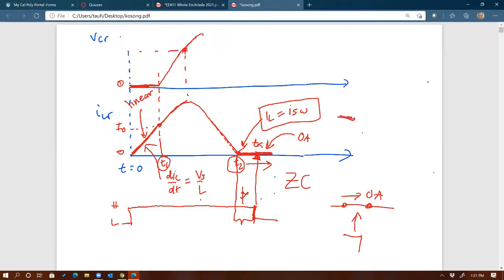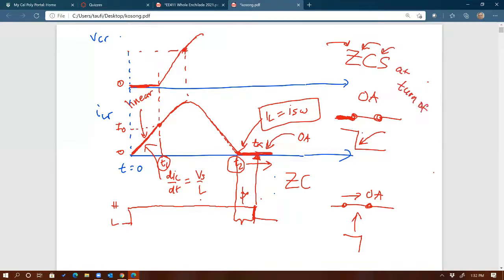Makes sense now. Yeah, so as the switch is carrying 0 amps, now I'm going to turn off, boom, gate down. By doing so, I'm achieving ZCS, zero current switching, at turn off. And it doesn't matter what voltage you have across the switch. Voltage times current will always be 0, because current through the switch is 0 amps.